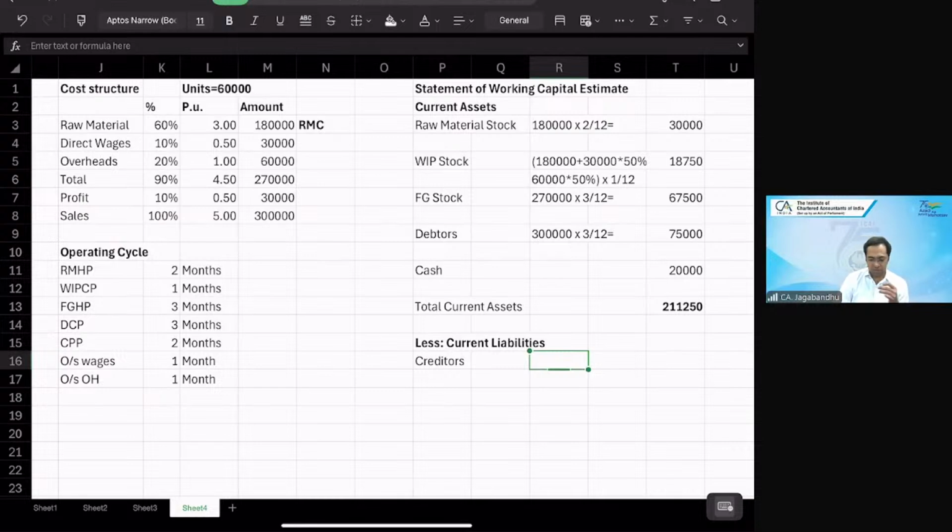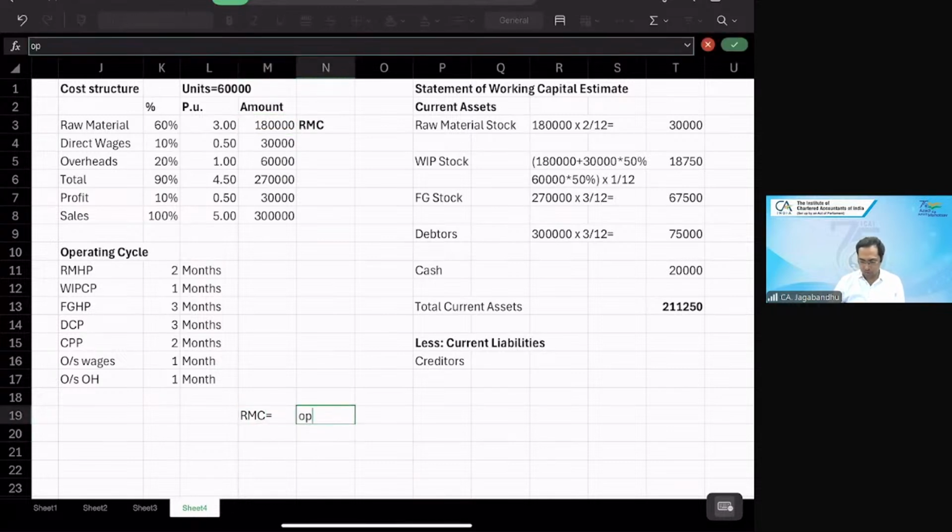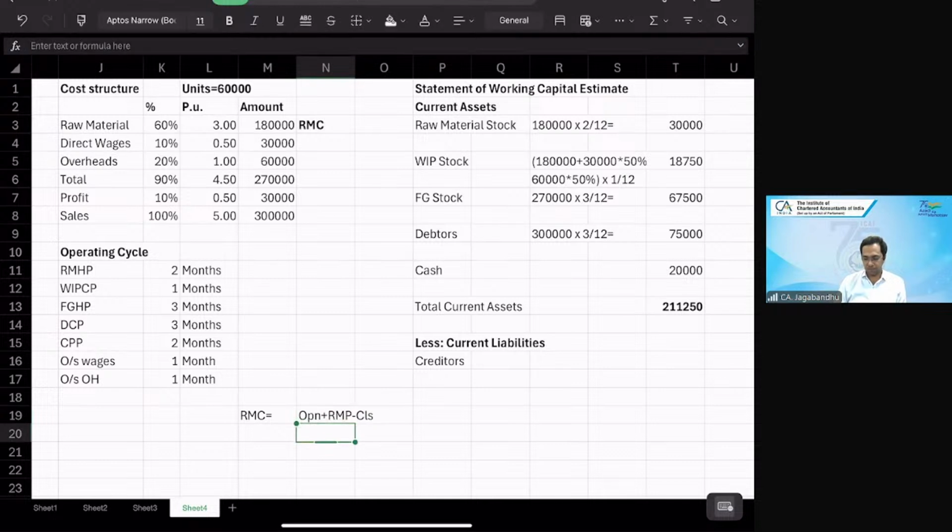What's the amount of raw material purchases, guys? Well, we will take this raw material consumption to be purchase itself, because we know that raw material consumption is opening stock of raw material plus raw material purchases minus closing stock. So if you assume that both opening stock and closing stock of raw material are one and the same, then of course the consumption and purchases both are going to be similar, right? So that's the assumption we are taking.